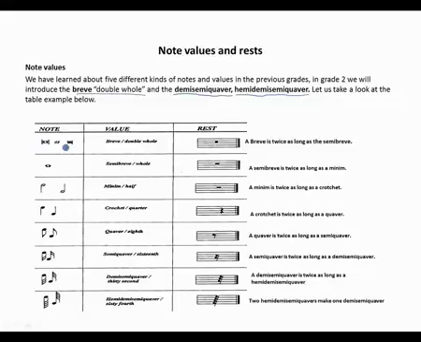This is how a breve looks like. So it's the oval shape. You can put 2 lines on the sides, or you can draw it like this. Breve, double whole note. The breve rest takes up the whole entire space. A breve is twice as long as a semibreve.